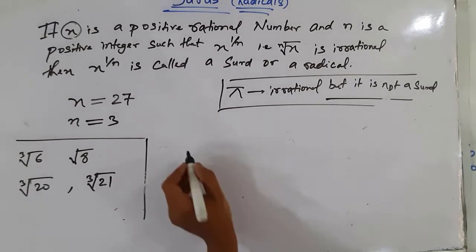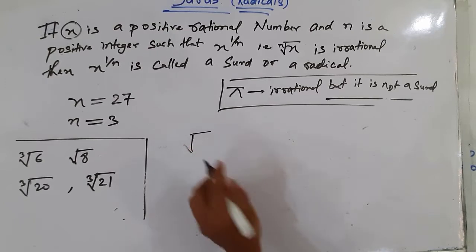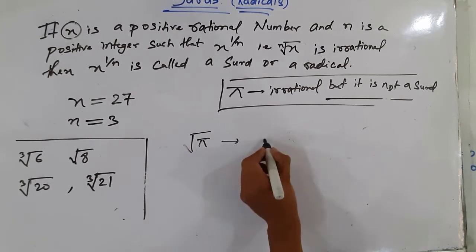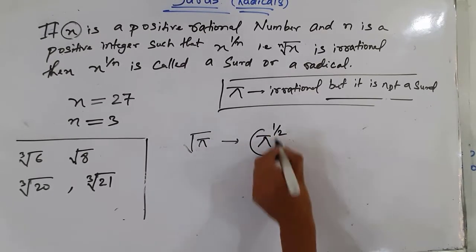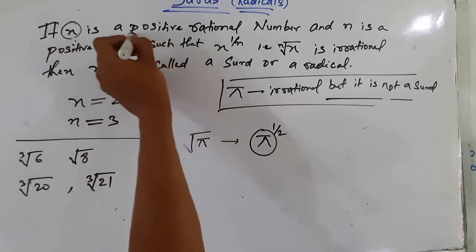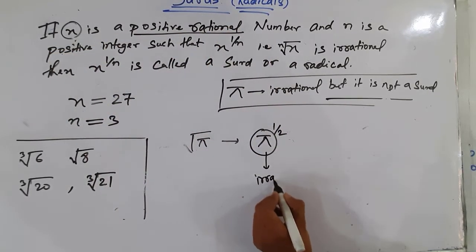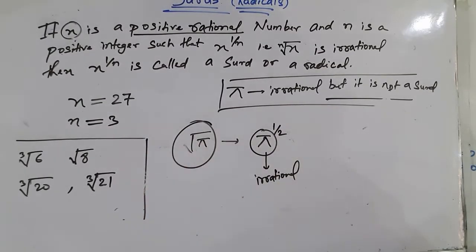Is root pi a surd or not? Here root pi can be expressed as pi to the power 1 upon 2. So here pi is compared with x. So x must be a positive rational number. But we know that pi is not a rational number. So root pi is not a surd.